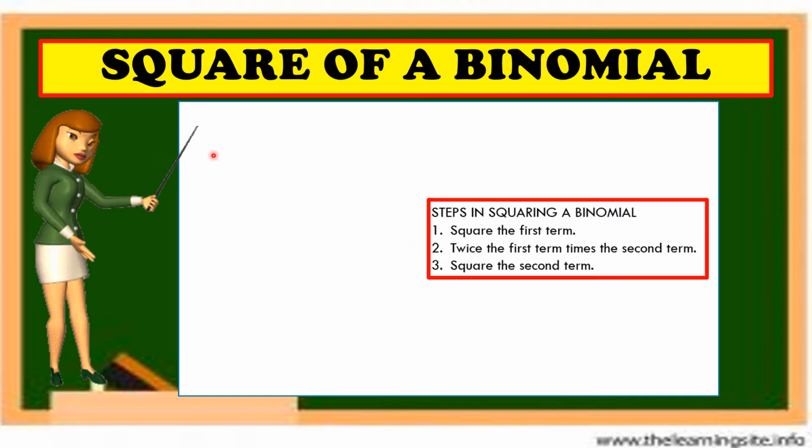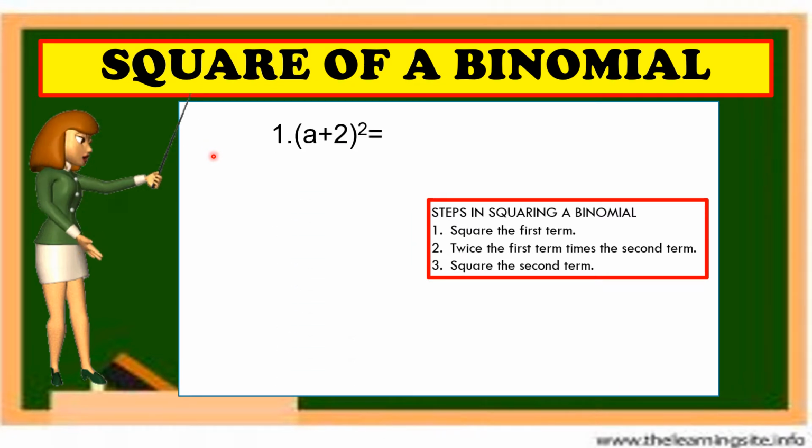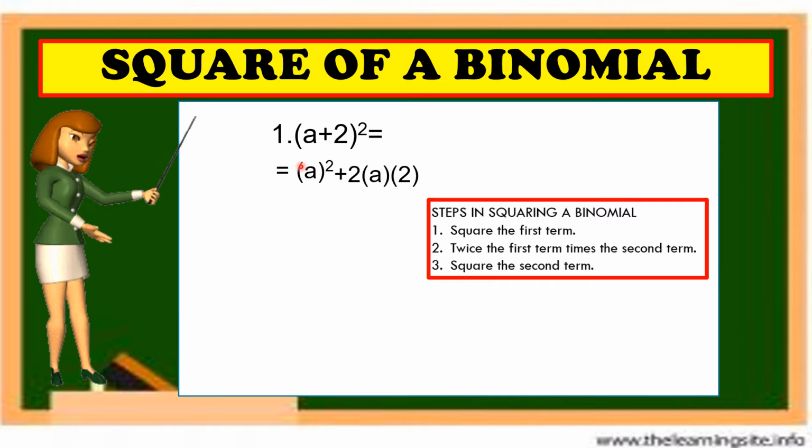Square of a binomial. The given is a plus 2 quantity squared. We will follow the steps. The first step is to square the first term. The first term is a, so we square a. The next step is twice the first term times the second term. The first term is a, the second term is 2, so 2 times a times 2. And the third step is to square the second term. The second term is 2, so that is 2 squared.